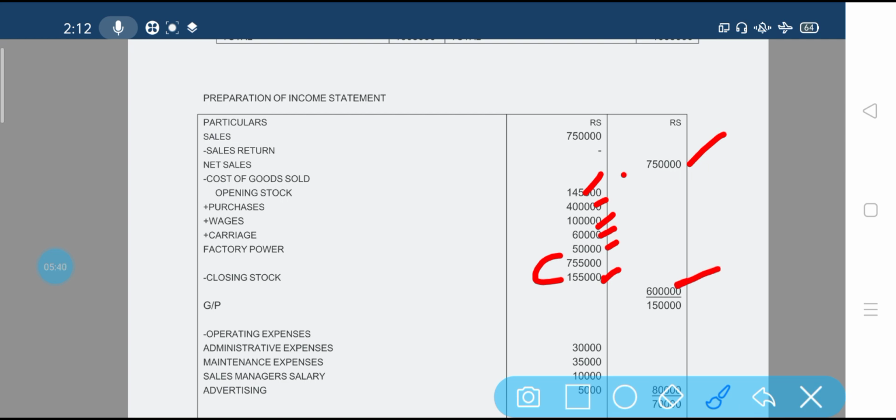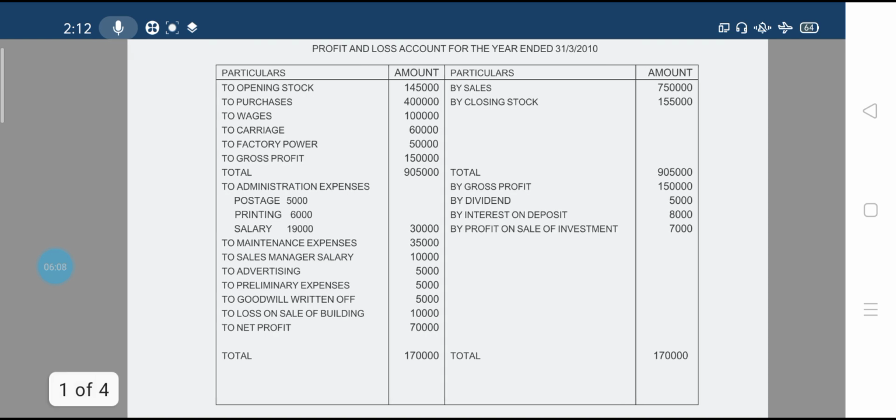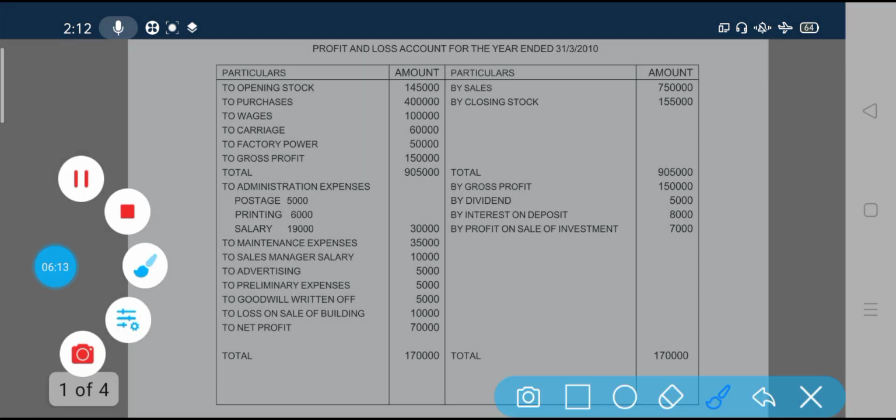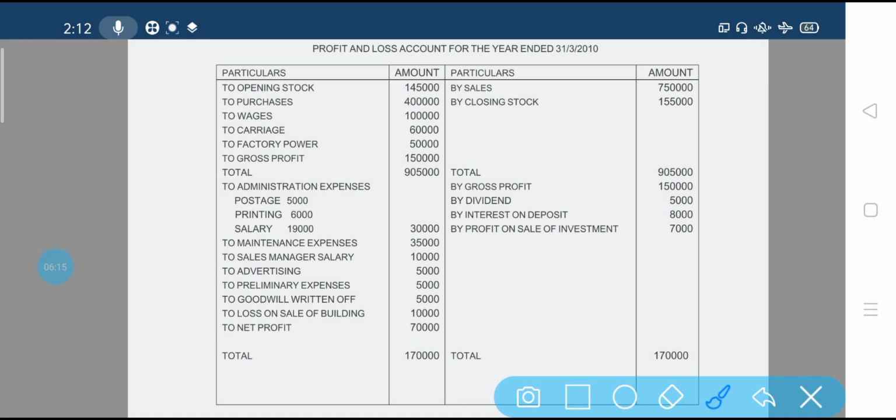After that, if we deduct the cost of goods sold from the net sales, we will get the gross profit. Now we have to deduct the operating expenses from the gross profit. So what are all the operating expenses? We have to see the given P&L account.